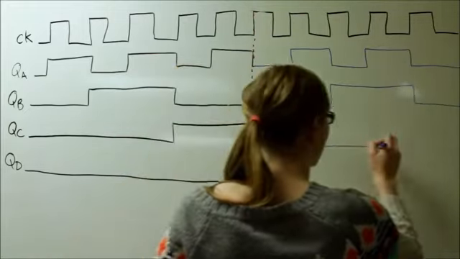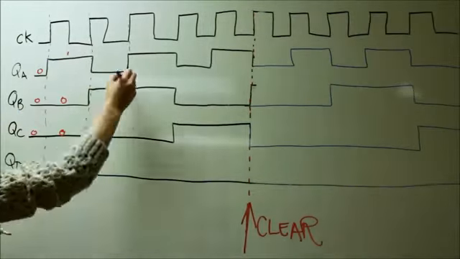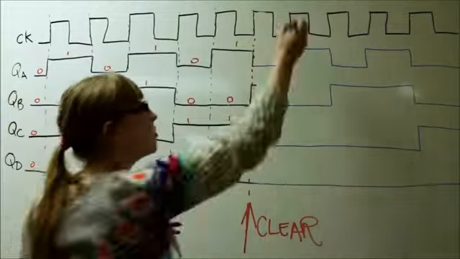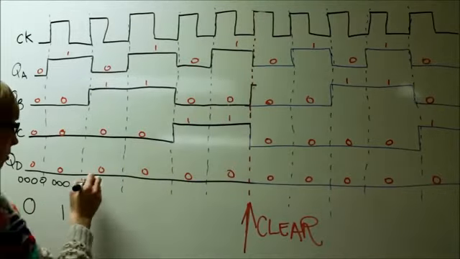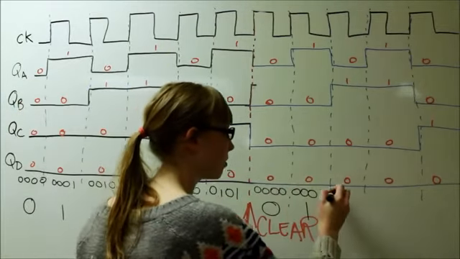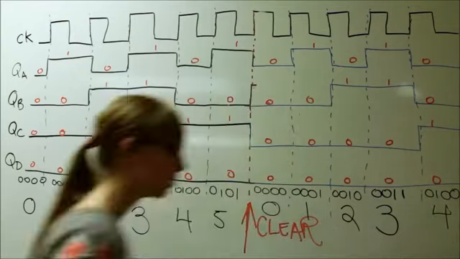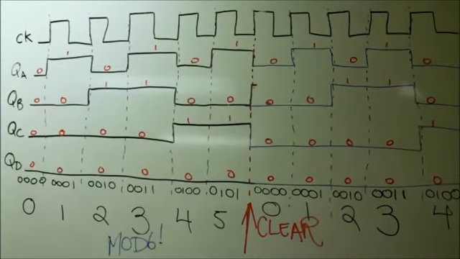Now, remembering that the D output is the most significant bit, we can create the binary numbers at each pulse. We can see that this counter counts from 0 to 5 and then resets and counts again. This is what we would call a modulus 6 or mod 6 counter because we have 6 stable states at which we have an output number before resetting.